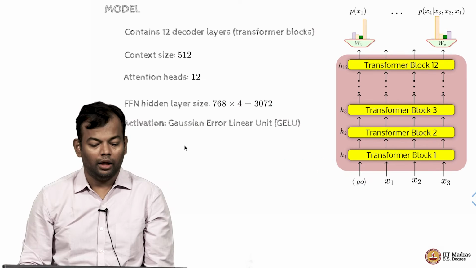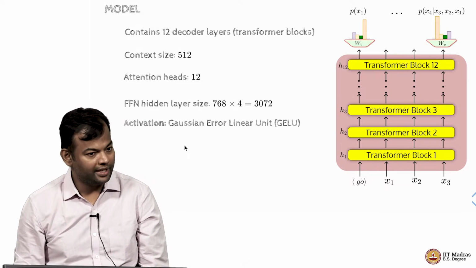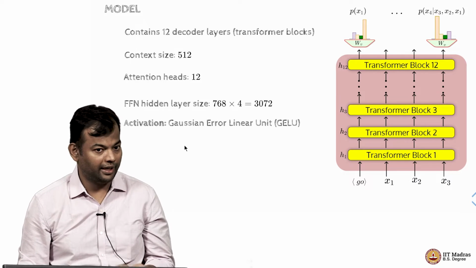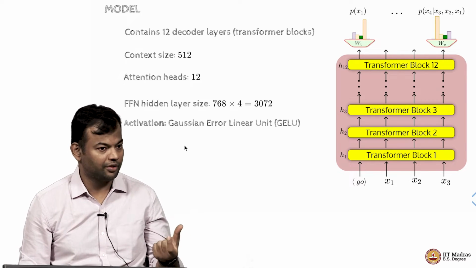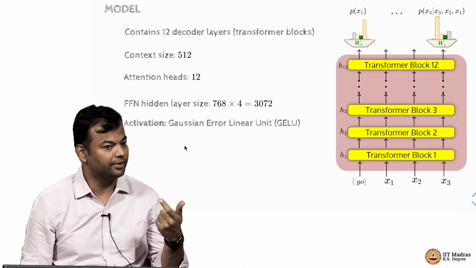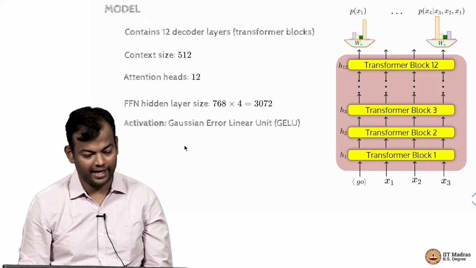Okay, and they used GELU as the activation function. Now you'll see where the activation function comes up, right, because in the attention heads, there is no activation function, you just have the softmax to compute the attentions. So where does the activation function come? The activation function comes in the feed-forward network. So we'll see where exactly it comes.